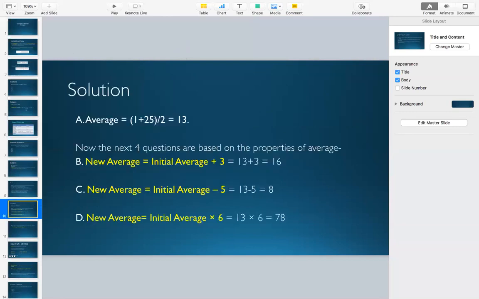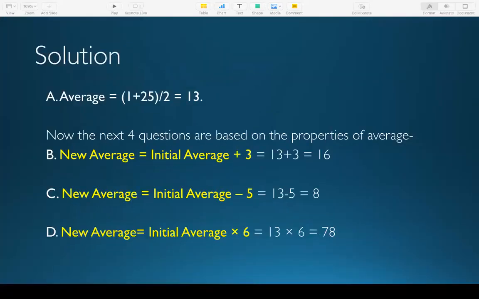So the very first part, the A part, was very easy, right? I simply asked you to find out the average of first 25 natural numbers. So your approach should have been 1 plus 25 divided by 2, first term plus last term divided by 2. So that would have given you 13.